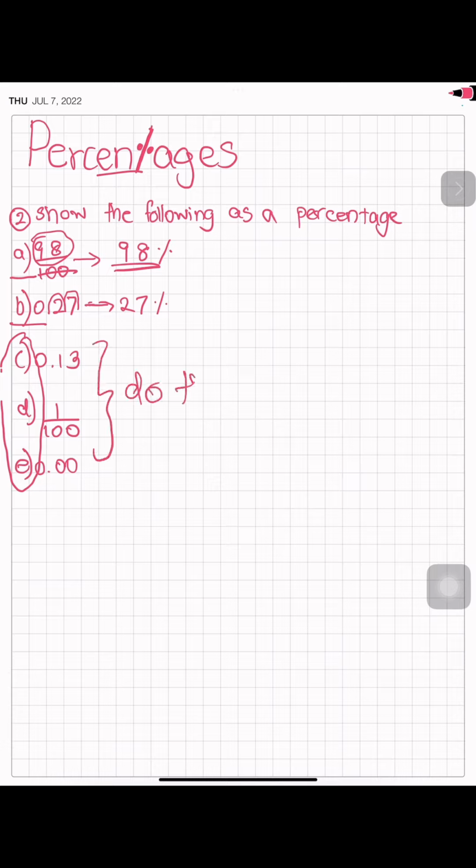So you guys need to do these questions and comment down below the answers. And please do not ask Siri for answers. You have to do it by yourself. That's how you learn, okay?